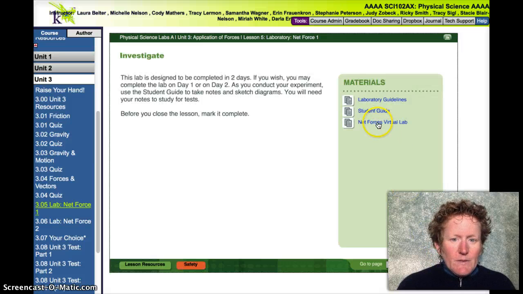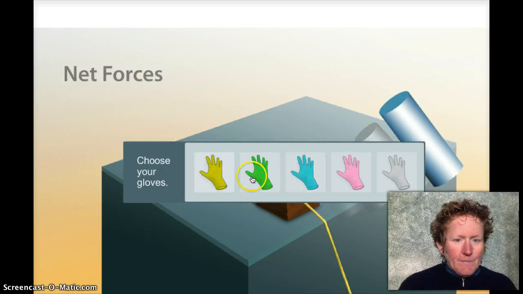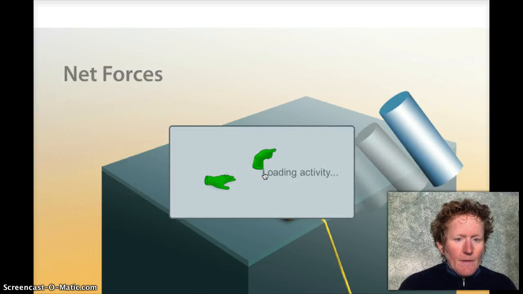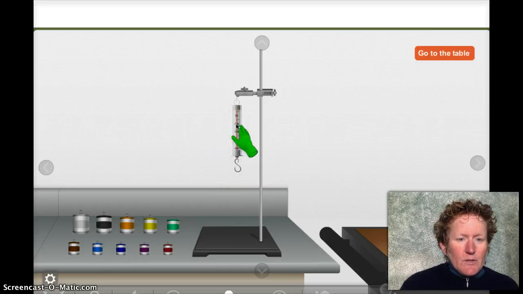We're going to pop into the virtual lab here. You can view the tutorial, but I'm going to begin the lab. And there'll be a moment here while it loads. This is what the lab looks like. There are various masses here. There's a spring scale to measure the weight of that mass.